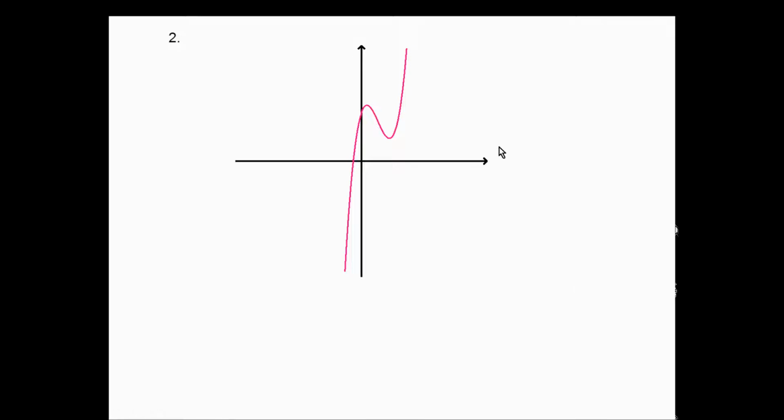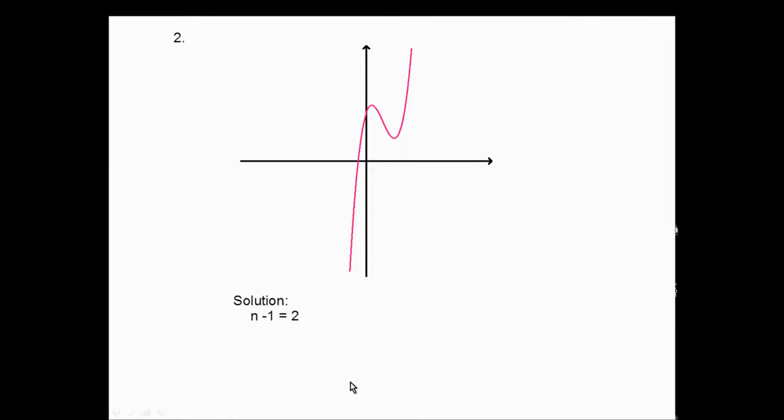Number 2, there's my graph. So I count my turning points. Looks like 1, 2. So remember, that's n minus 1. n minus 1 is equal to 2. Add 1, I get n is 3. So the smallest possible degree is degree 3. Remember, it has to be odd degree because the ends are in opposite directions. So it could be degree 3, 5, 7, and so on. But the smallest possible degree is 3.